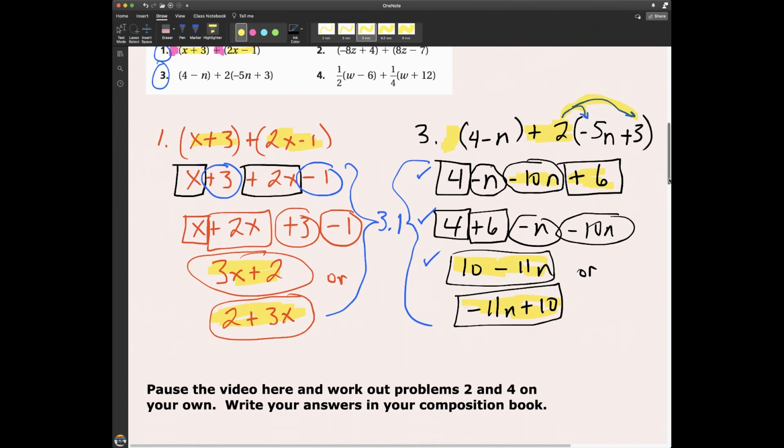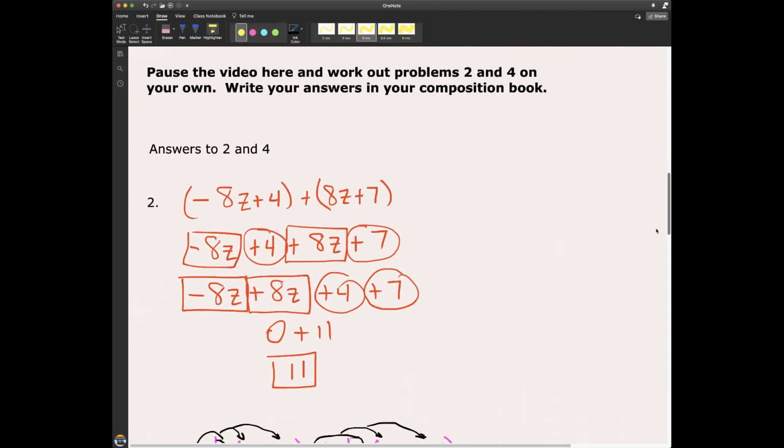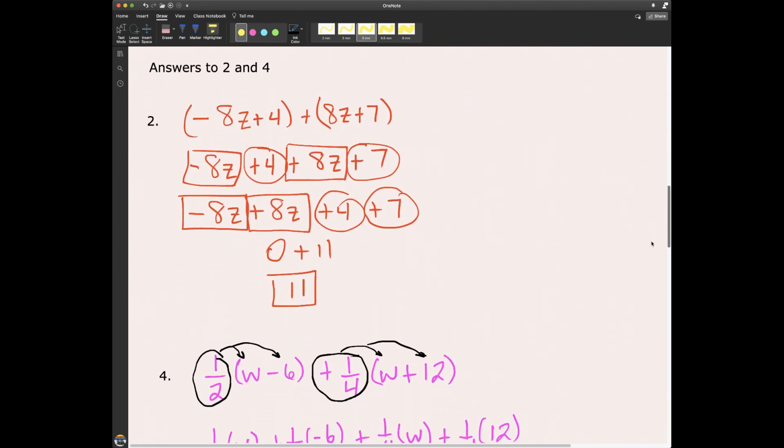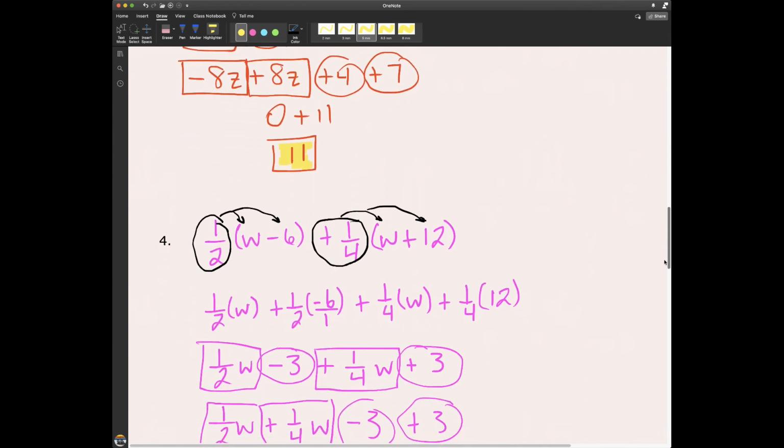All right, we are back, and let's just look at the answer. So problem 2, I did the work, and you can see the answer I got was 11. Okay, so you can see the work that I did. I can just drop those parentheses because there's no number in front of each linear expression. Let's look at problem 4.